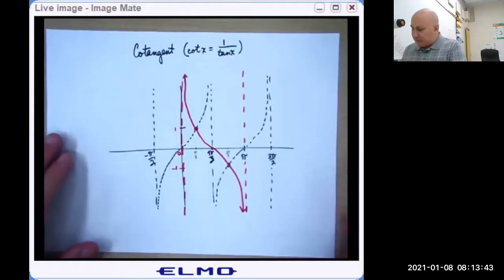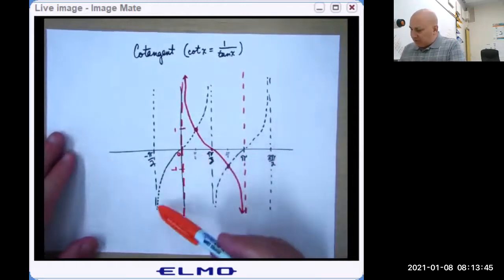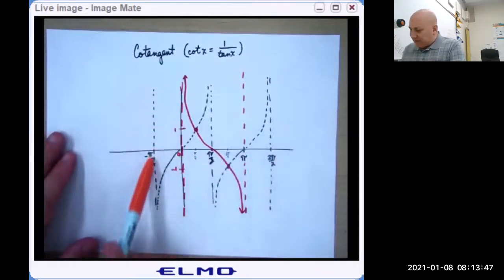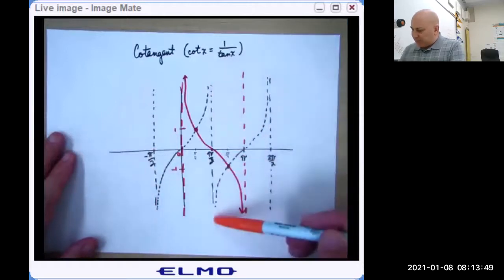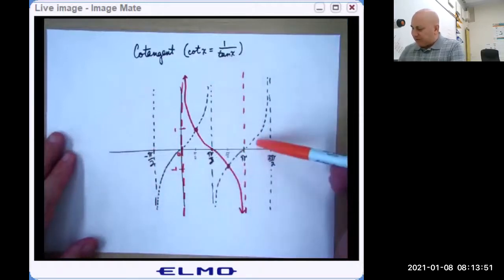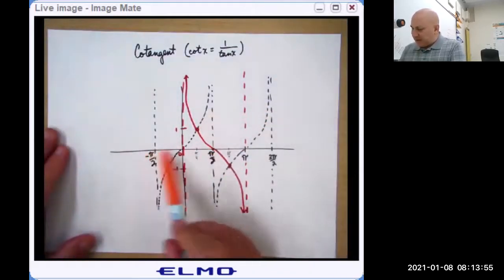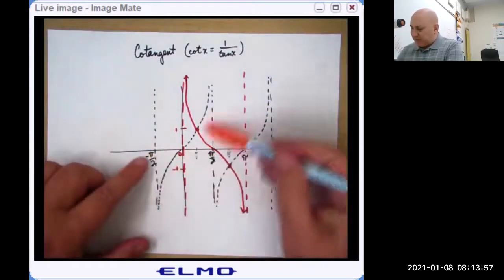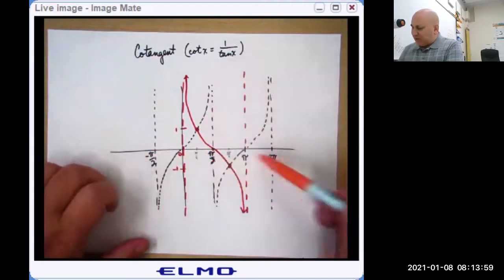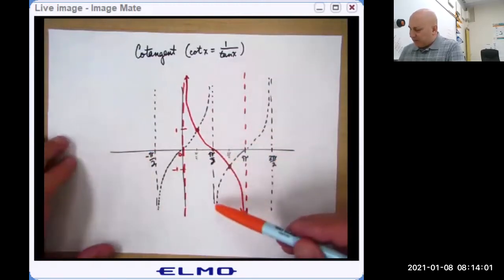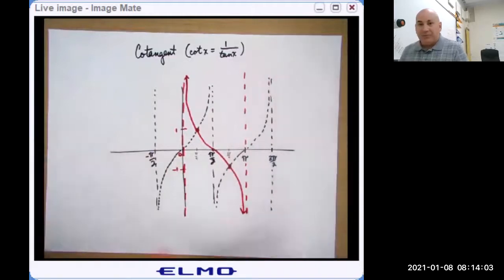Cotangent. In black, I've done the asymptotes at negative pi over 2 and pi over 2. I've drawn a second period of tangent here. You'll see why. So we go from negative pi over 2 to pi over 2. That's one period of tangent. Pi over 2 to 3 pi over 2, that's another period of tangent. Now let's start doing the reciprocal.